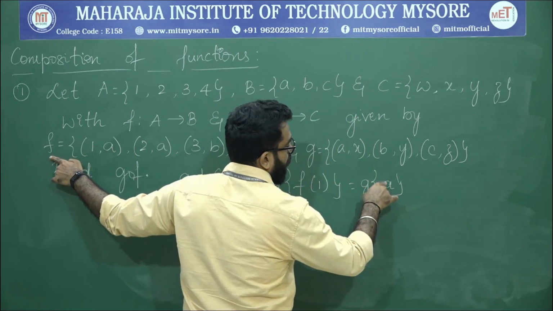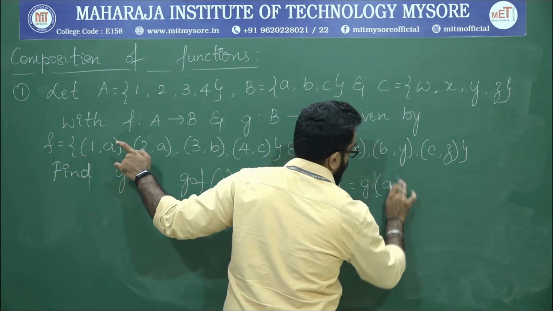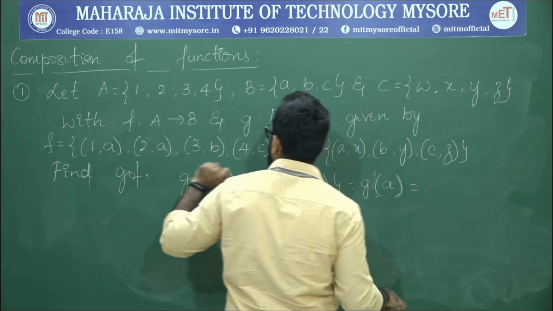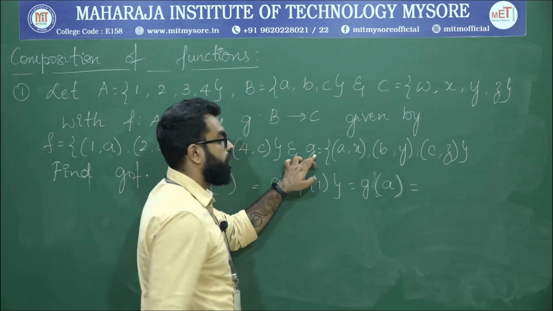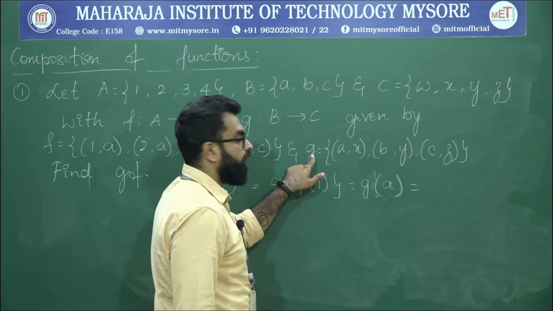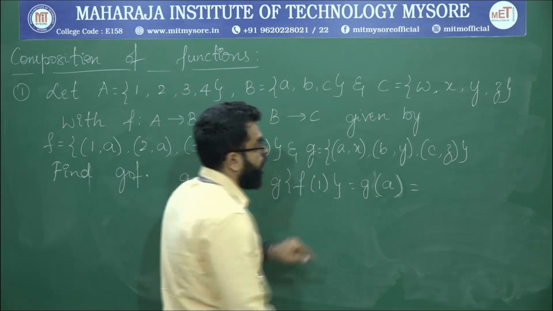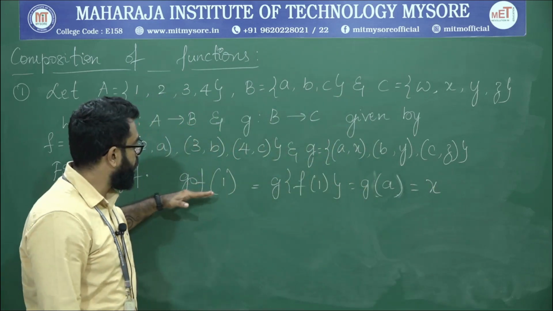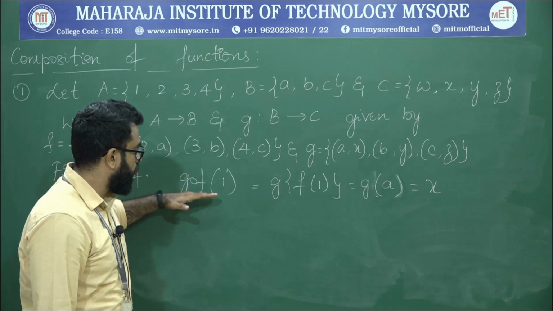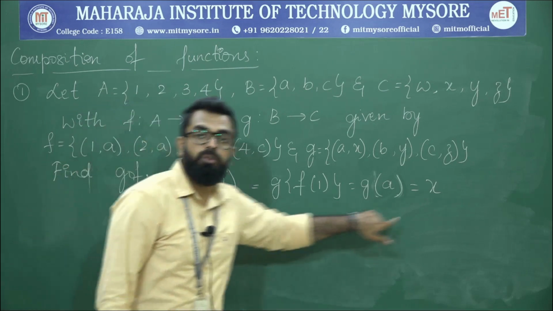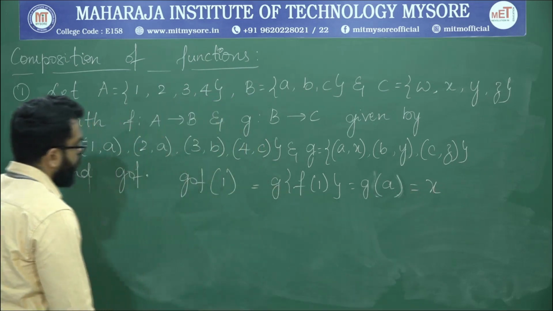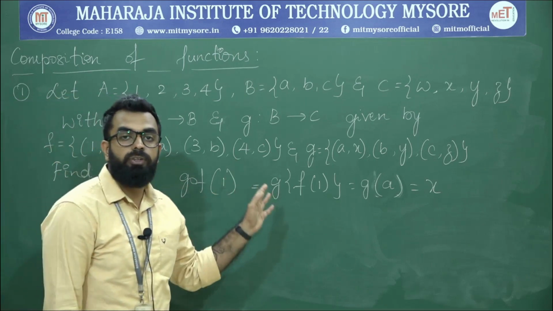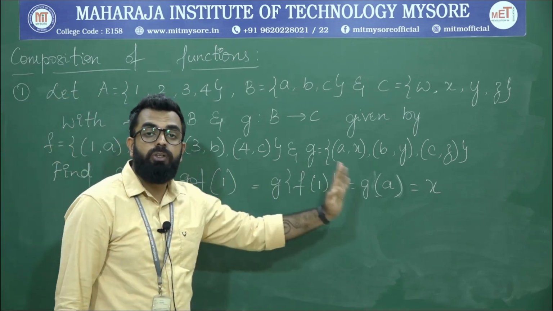Now it is g of a. Now what is g of a? Where is the definition of g? Yeah, it is here. Under the function g, 1 is mapped to x. Clear? So by the definition of the composition function GOF, 1 is mapped to x, because this function GOF is defined from A to C.